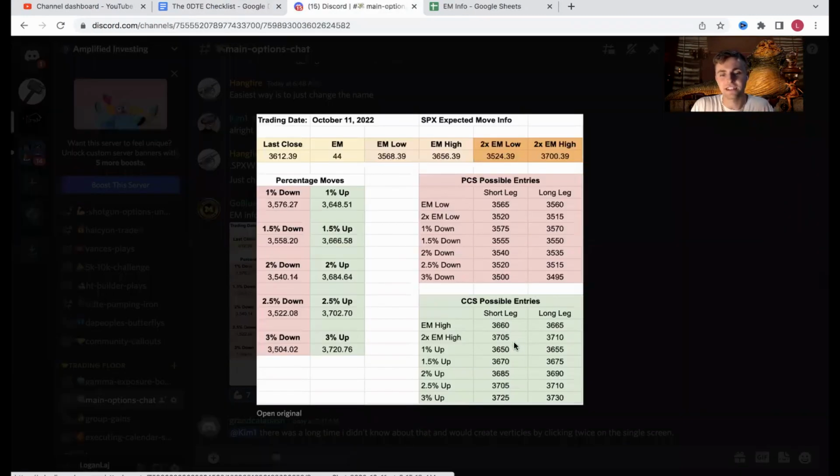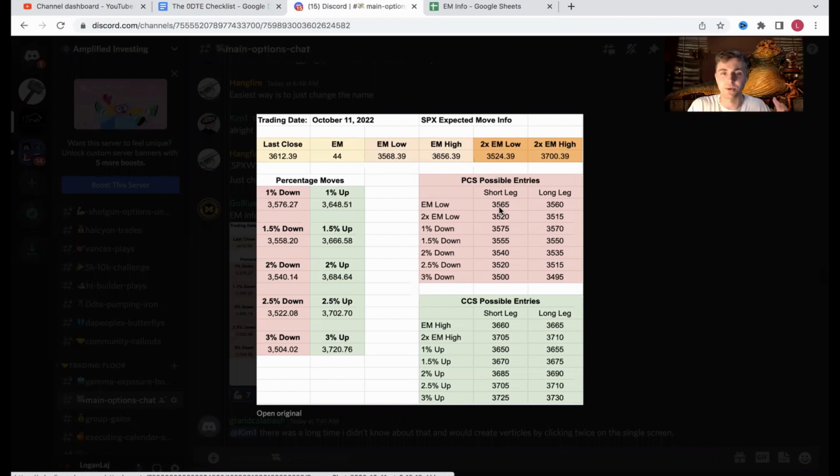So as you guys can see, here is our CCS possible short legs. And we ran pretty close to that, right? Like the EM high, I think we got up to 36.41. So we weren't too far off, but we stayed right in between the expected move on the top and the bottom, which you can throw in your charts too. You can just manually mark it, click this is the level, and then do one above it. And like I said, right around that 2x EM low.